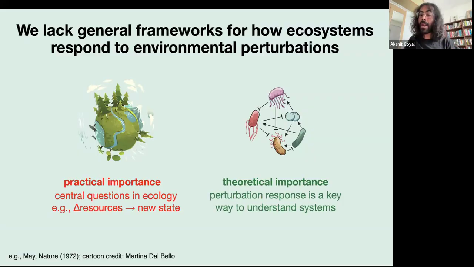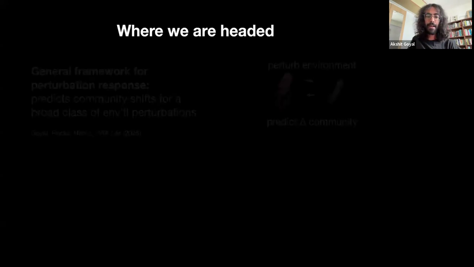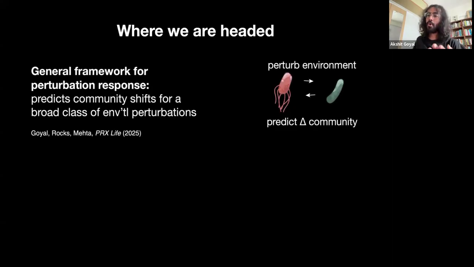And of course, like I already argued, what we've learned from work by May and others on species perturbations is that actually the responses to perturbations seem to be a key way to understand and characterize systems themselves. This is, of course, pioneered, the way that we think about systems in physics is exactly just poke at a system, see how it responds, and that tells you a lot about how the system behaves. Right? And so this is kind of, I would say, a missing gap that I'm going to try and address in this talk. And so just to orient you to where we are headed, really my talk is going to be to show our progress towards building this kind of general framework for how ecosystems respond to perturbations.